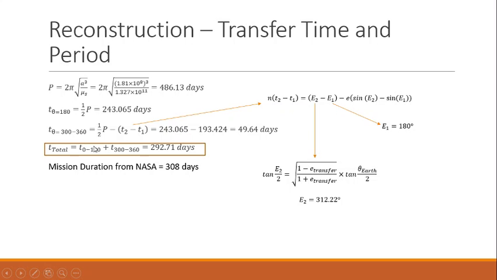So the T total for the mission is just this summed with this, and we get 292.71 days. And we actually found the actual mission duration is 208 days, so I think it's more accurate than other groups, but it's still not accurate because we assume the planet's orbit is circular and the parking orbit is circular, just to simplify our equation. Okay, I think that's it from our group.